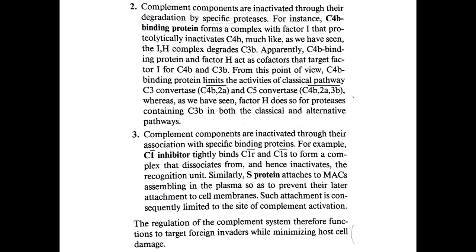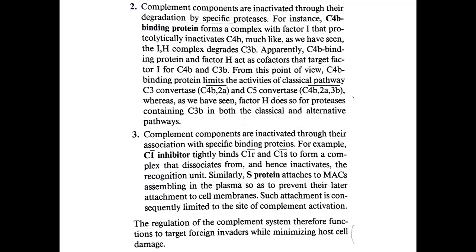So what is the inference? Complement components are inactivated through their degradation by specific proteases. Specific proteases here include factor I. Next, coming to the third point of regulation: complement components are inactivated through their association with specific binding proteins.